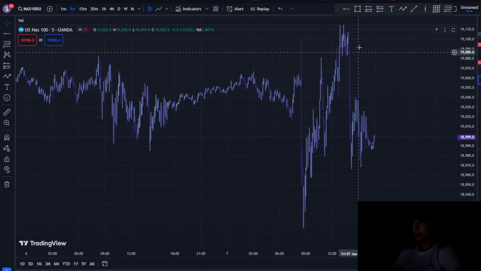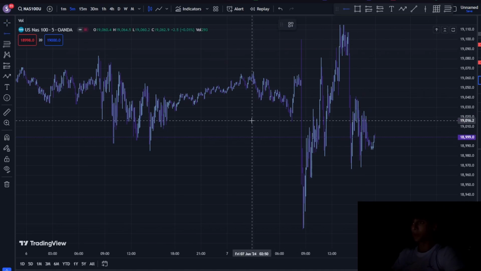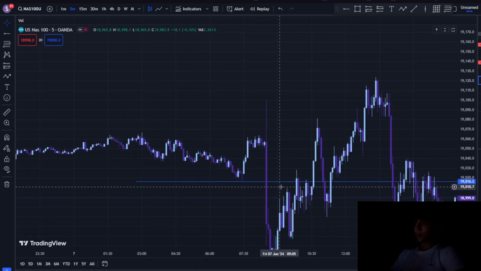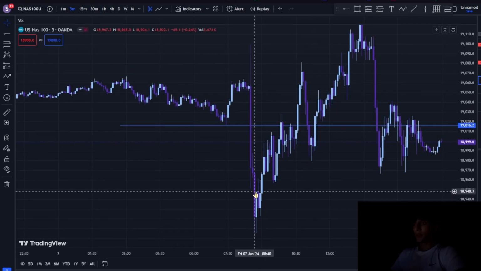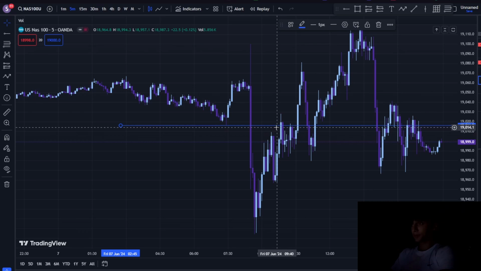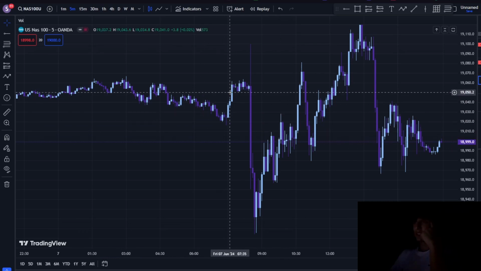Okay, look, a break of structure. I'm just trying to find very obvious ones so you guys can see the point. Break of structure. It continues going downtrend. But then here, another break of structure. Now it's going up, right? Just try to notice this in your charts.